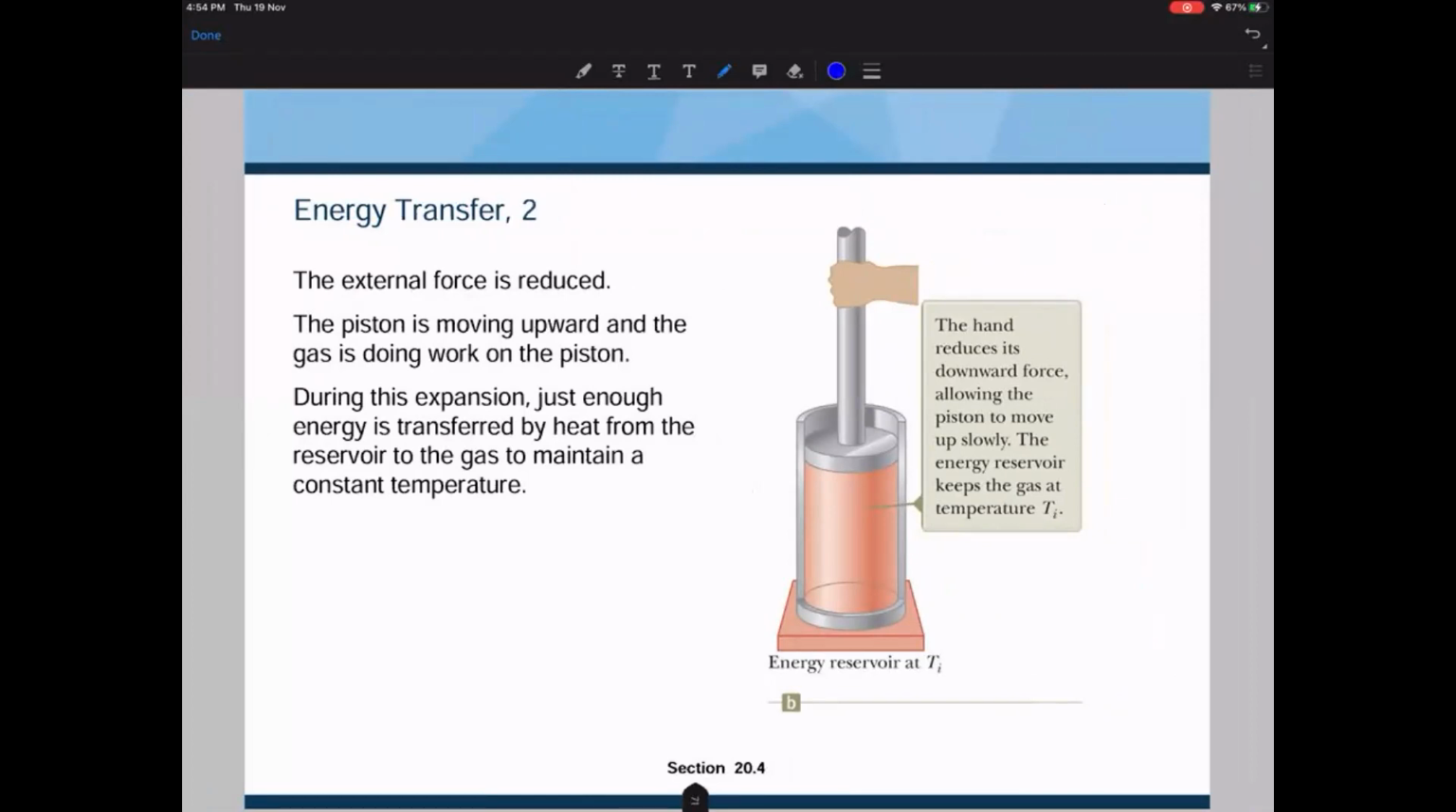This is just the same situation, but now the force on the hand is reduced, so the volume expands. Therefore, according to the ideal gas law, you expect the temperature of the gas to decrease. In order to maintain the same temperature as the energy reservoir, heat energy has to be transferred into the system. So that is a scenario different from the previous one, where the piston is pushed downward and heat energy is lost to the surrounding.